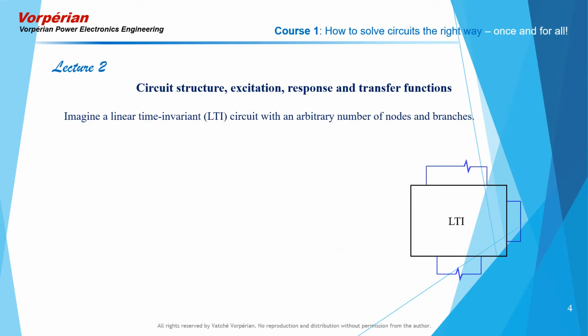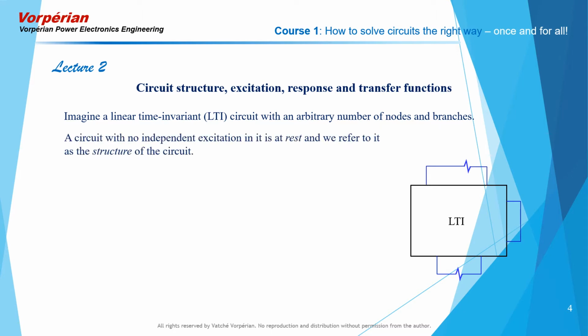Imagine a linear time invariant circuit with an arbitrary number of nodes and branches, of which I'm showing 3 here. A circuit with no independent excitation in it is at rest, and we refer to it as the structure of the circuit. It is the structure at rest which determines the poles of the system uniquely.